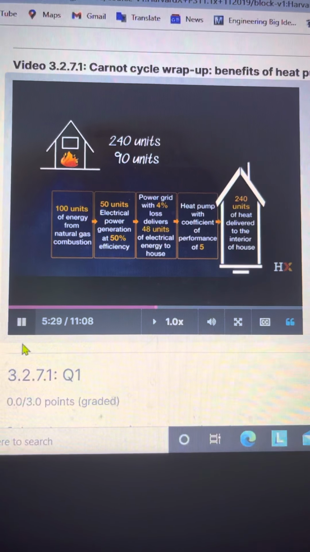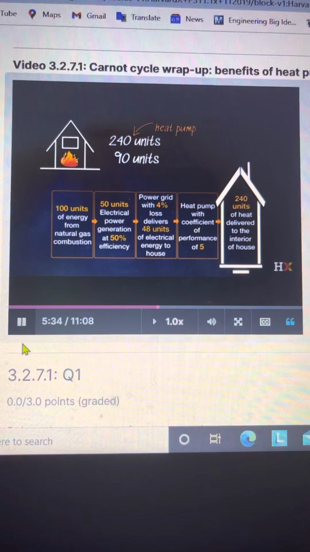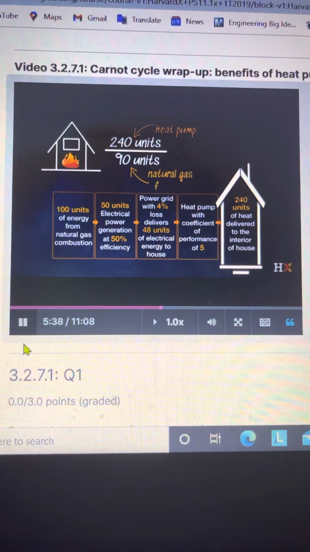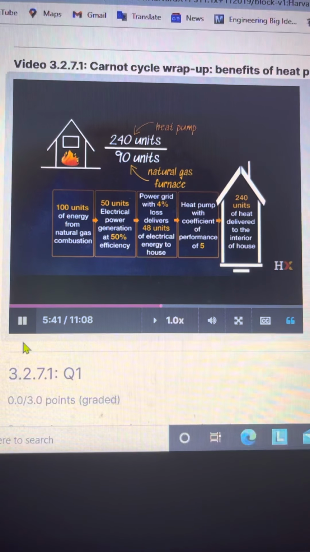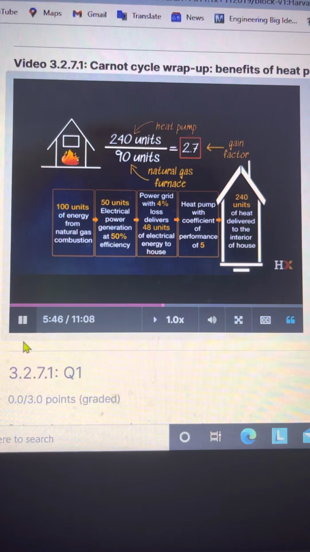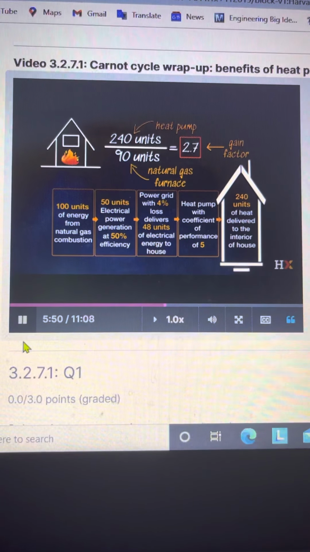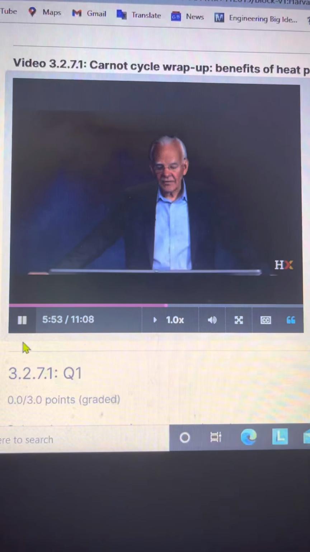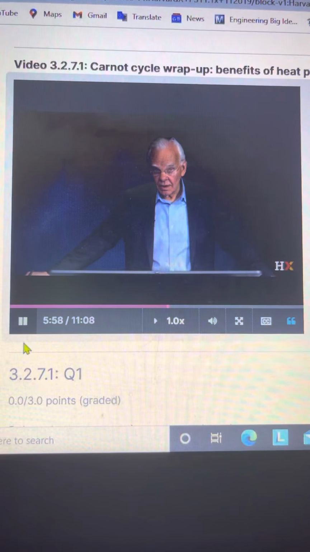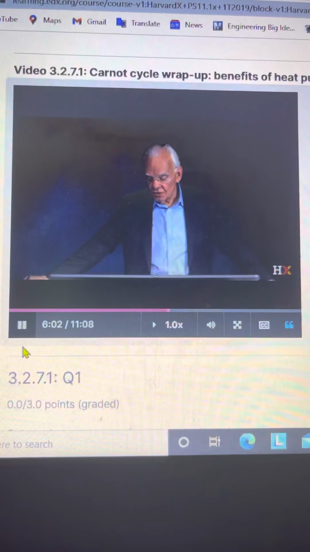In fact, I can calculate that 240 units of energy from the heat pump divided by 90 units of energy from the natural gas furnace gives me a factor of 2.7 gain, even if I'm burning the same amount of natural gas in the power plant as I'm burning in my basement. This is an example of how important heat pumps are, because they can deliver heat to houses, to buildings, to factories with this huge gain.